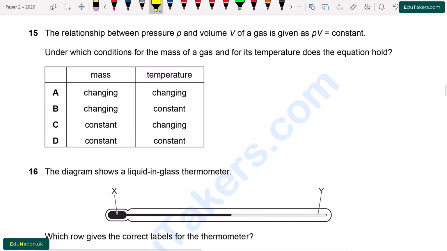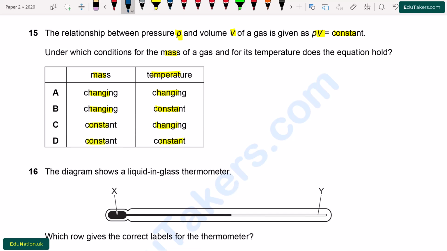Question number 15. The relationship between the pressure P and the volume V of a gas is given as PV is equal to constant. Under which condition for the mass of the gas and for its temperature does the equation hold? So here mass is given and also the temperature. Option A, changing, B, changing constant, C, constant changing, D, constant.